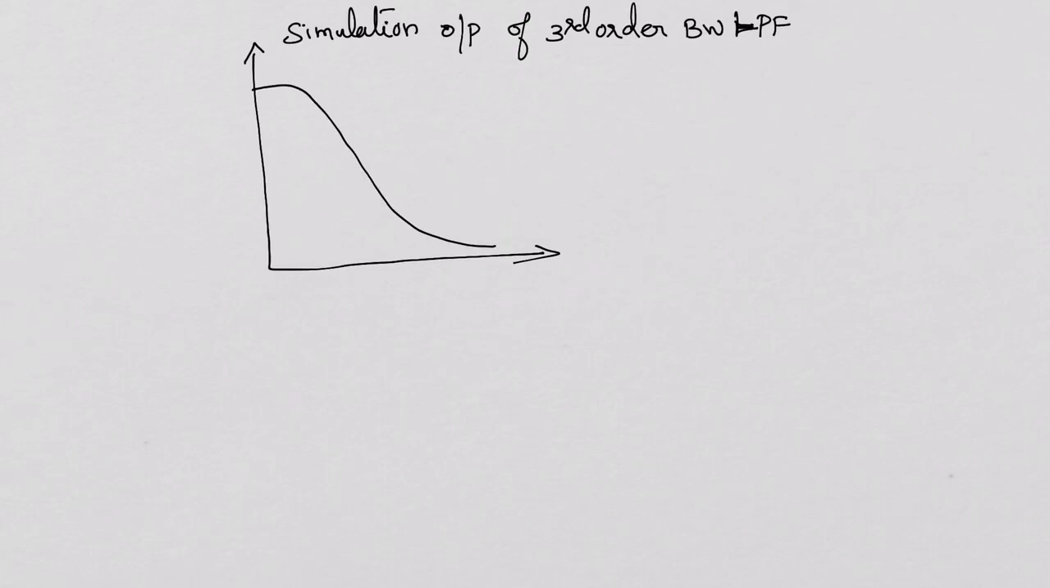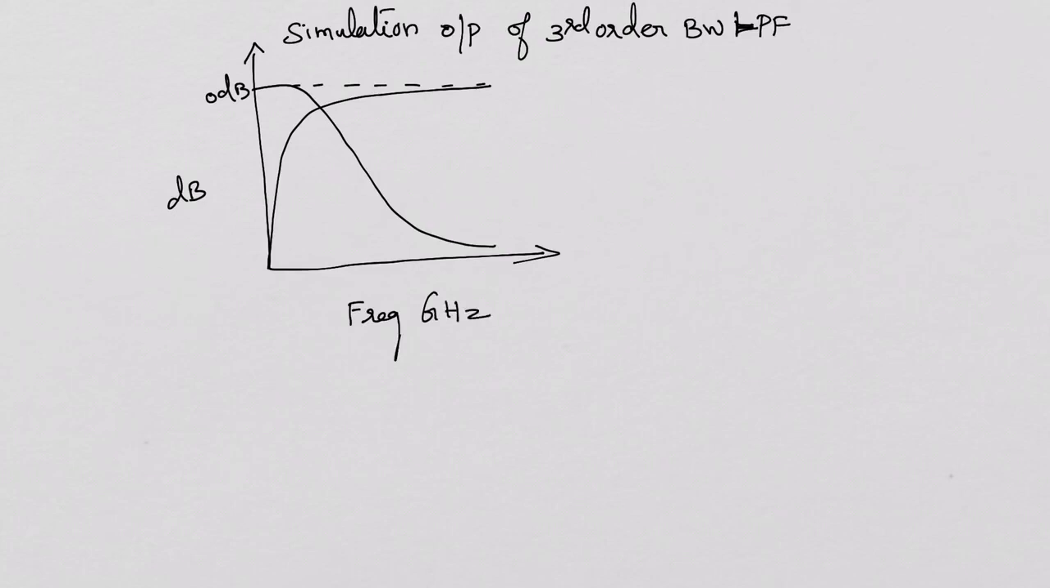Here both are in the same plot. This is attenuation in dB, and here frequency in gigahertz. It starts from 0.0, then 0.5, then 1 gigahertz, then 1.5 till 2.0. Here this curve corresponds to the transfer function S21, and this is S11, the reflection coefficient. The response S21 is similar to a low pass filter response, whereas S11 is the reflection coefficient.